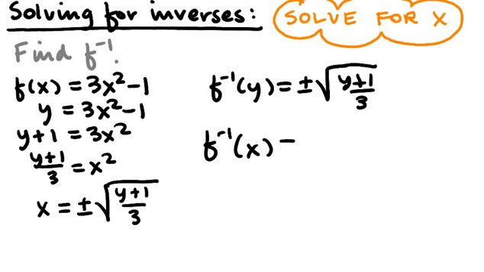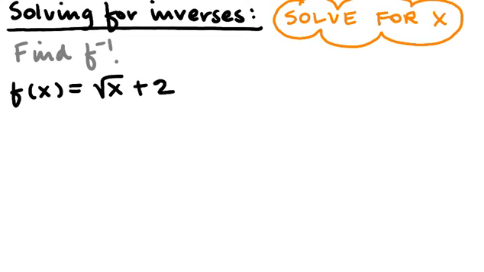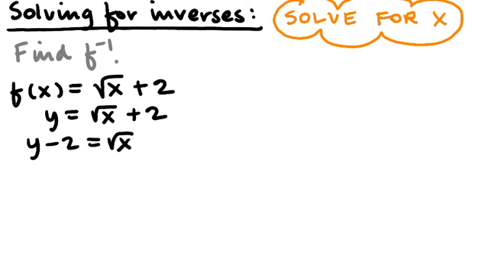Or f inverse of x is plus or minus the square root of (x plus 1) over 3. Something like that. Now the last one I'm going to have y'all solve for is f of x equals the square root of x, and then add 2. Okay, so I'm going to write that as y equals the square root of x, and then add 2. And I'm going to try to get at x by subtracting 2 from both sides, and then I'm going to square both sides. So I'll have x equals (y minus 2) squared.